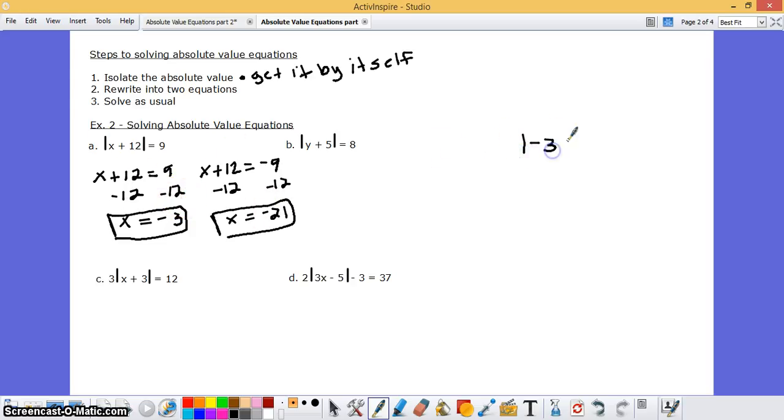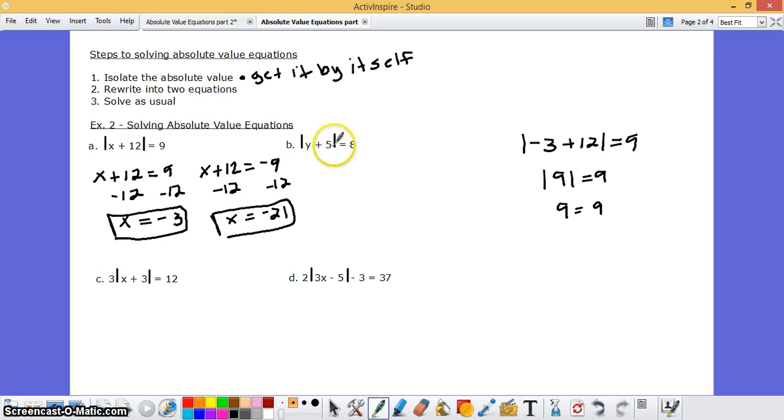Absolute value of negative 3 plus 12 equals, negative 3 plus 12 is 9. The absolute value of 9 is 9, so 9 equals 9. If we put this one in here, then it's negative 21 plus 12, which is negative 9. The absolute value of negative 9 is still 9. So you can pause the video now and try B on your own.